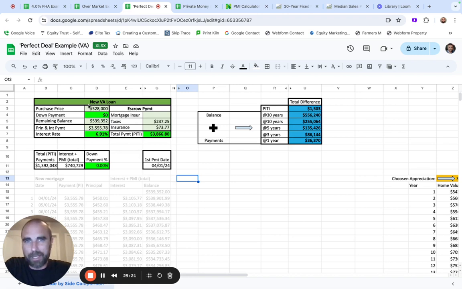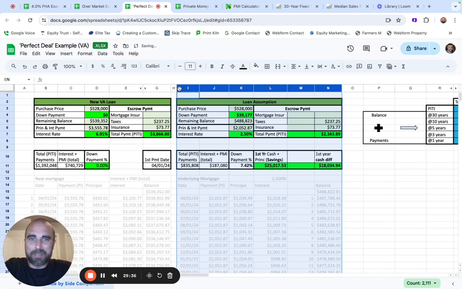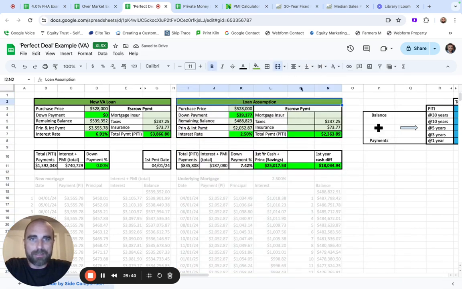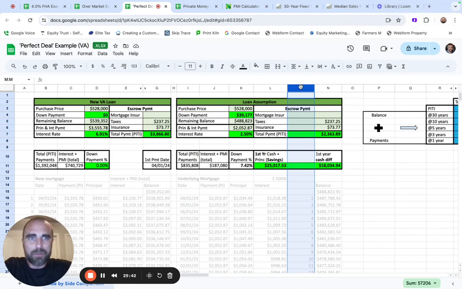So here's someone doing a traditional VA loan right here. This is what 99% of people that are in the military or retired from the military are doing, I would say. But here comes the VA assumption. The reason VA assumptions are beautiful is because military members move every few years.